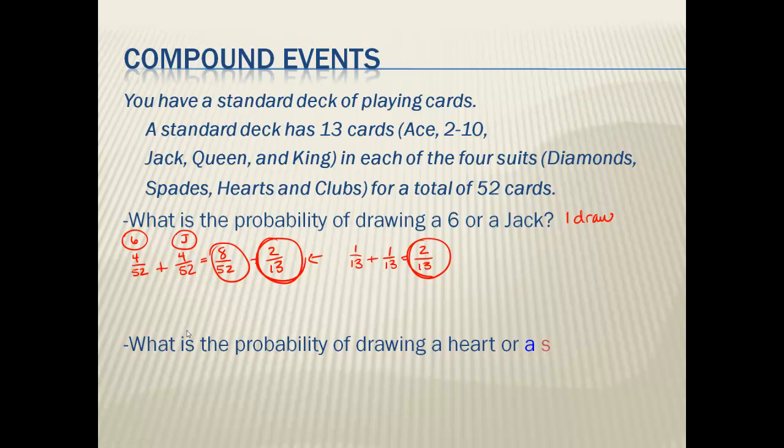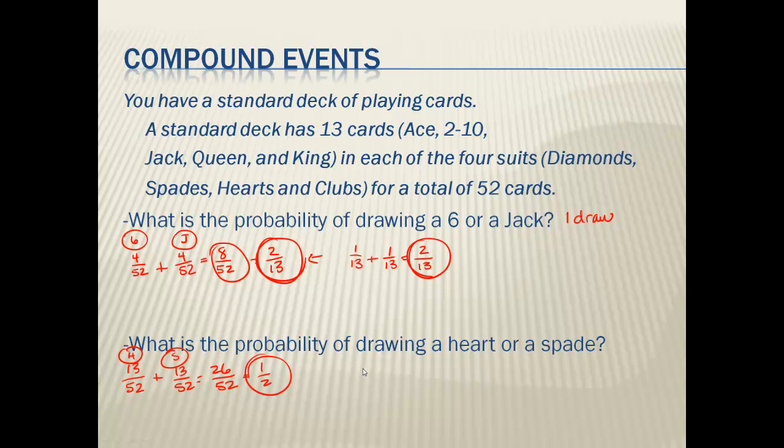Okay, let's try another one. What is the probability of drawing a heart or a spade? Well, again, we're going to give you all this information just in case you don't know the ins and outs of decks of cards, but there are 4 suits. So in each suit, there are 13 cards. So we're going to say 13 over 52 is hearts. Spades has the same amount of cards, so 13 over 52. And that comes out to 26 over 52, which reduces to 1/2. So that would be your answer.